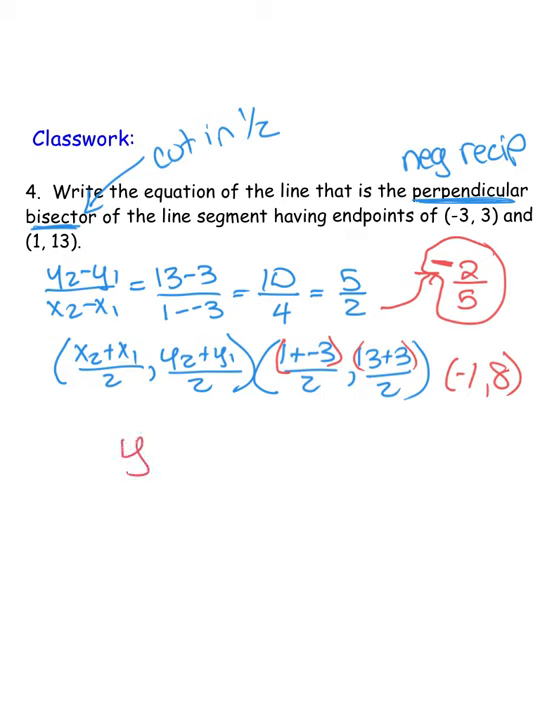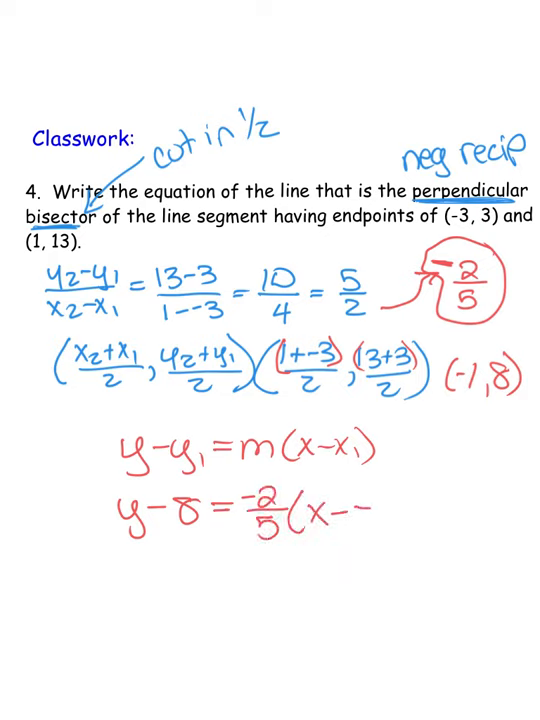Write your equation of a line, y minus y1 equals m times x minus x1. You're going to fill in your y value, 8, your slope, and your x1. The only thing I would finish up here, 2 negatives make a positive, so this answer would be y minus 8 equals negative 2/5 x plus 1.